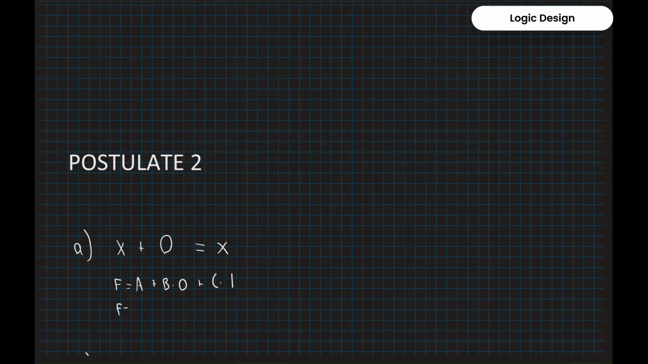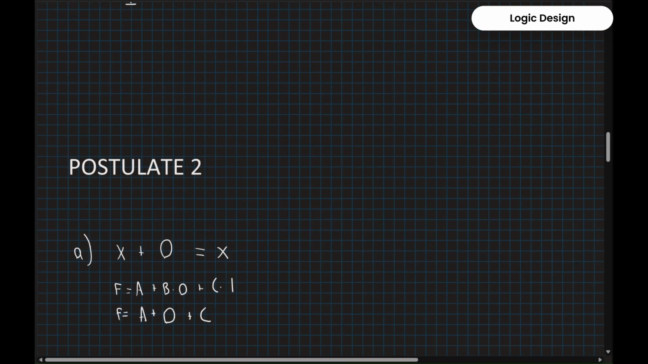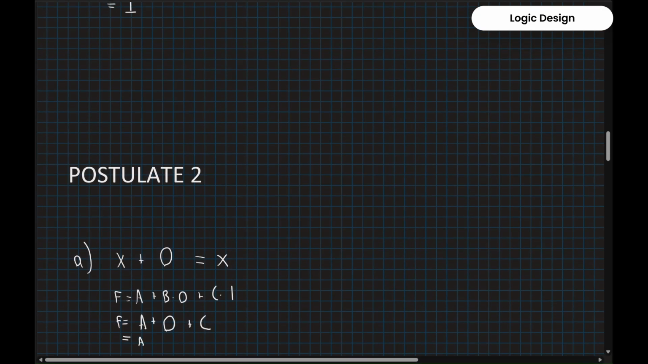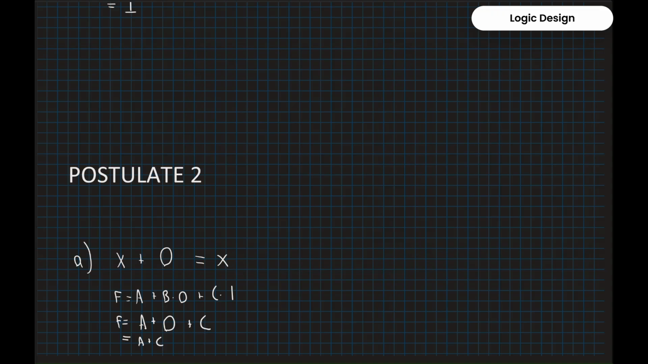F is equal to A plus B times 0 plus C times 1. So this would just be A plus B times 0, which is 0, plus C times 1, which is C. So it will just equal A plus C. It's pretty straightforward. This is just normal addition rules. If you were to add 0 to any number, the previous number would be the same.